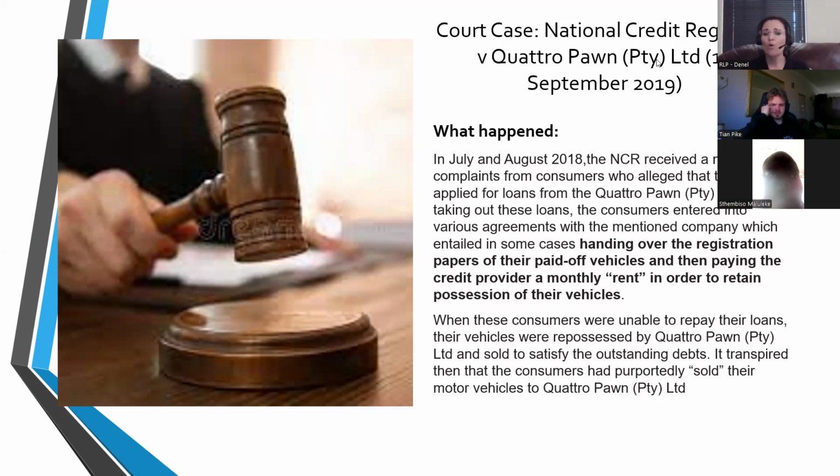So then, when the consumers were unable to repay their loans, their vehicles were simply repossessed by Quatro. So Quatro then sold their vehicle to settle their debt. And what does it look like on paper? On paper, it almost looks like the consumer purposely or willingly sold their vehicle to Quatro, because it looks like I gave you money, you gave me the NATIS document, and then we sold your vehicle, right? It looks like a simple sale transaction.